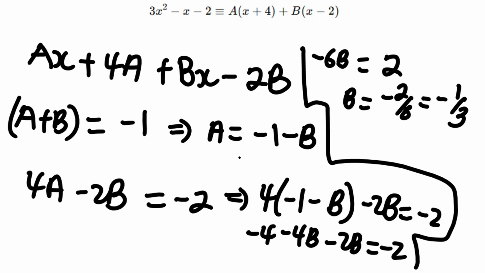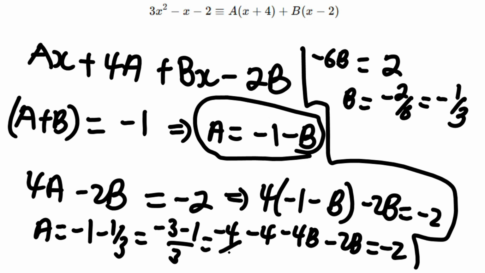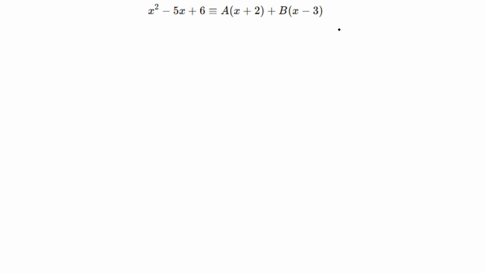Now we know the value of b, so we are going to put the value of b inside this. So a is equal to negative 1 minus 1 over 3. That will be negative 3 minus 1 over 3. That will be negative 4 over 3. So the value of a is equal to negative 4 over 3. So these are the two values of a and b. So try this particular method on this and compare the coefficients. Let's see how far you can get and the response that you get.